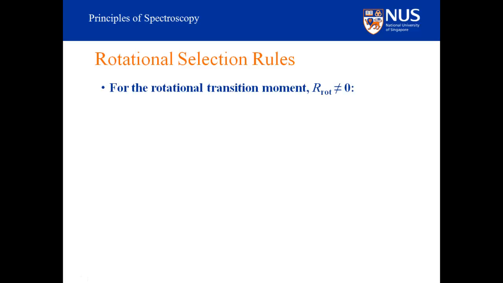When will the rotational transition moment be non-zero? First of all, the rotational transition moment will only be non-zero if the molecule has a permanent dipole moment. We've already justified that at the beginning of this lecture. Homonuclear diatomics will not interact with an electric field and the electromagnetic radiation.